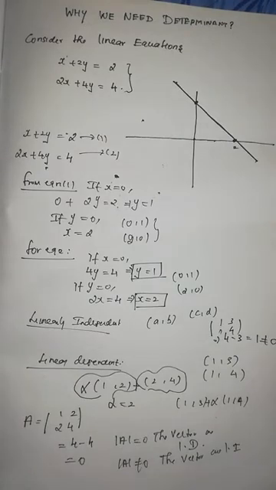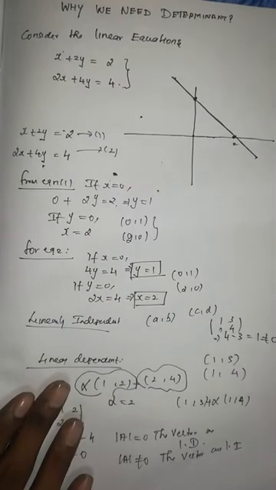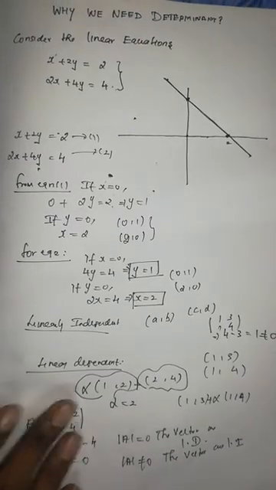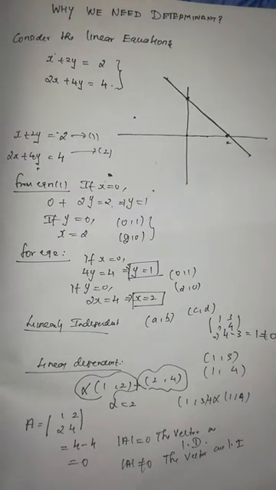So can you visualize this for a 3 cross 3 matrix? Suppose I have 3 equations with 3 unknowns, then again we will find the determinant. If the determinant turns out to be 0, then the vectors are linearly dependent. So I have 3 vectors, either 2 of them are linearly dependent, or 3 of them may be linearly dependent, or 1 may be linearly dependent. But if the determinant turns out to be 0, it is surely linearly dependent. But how many of the vectors are linearly dependent? I don't know. If the determinant is 0, the vectors are linearly dependent.